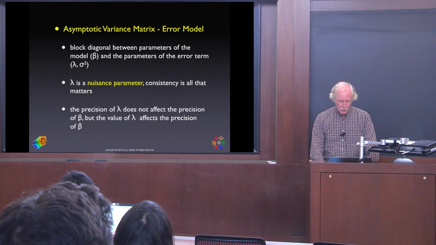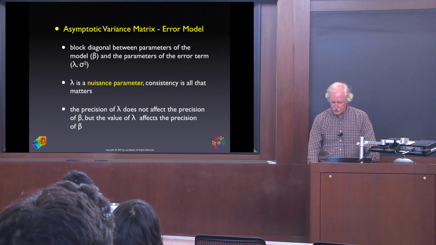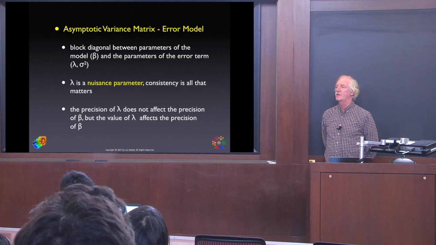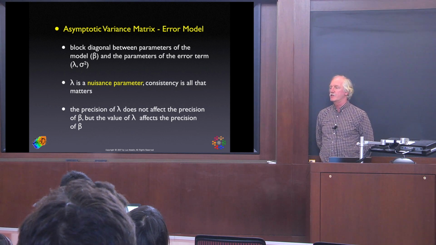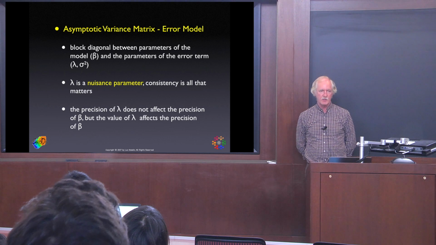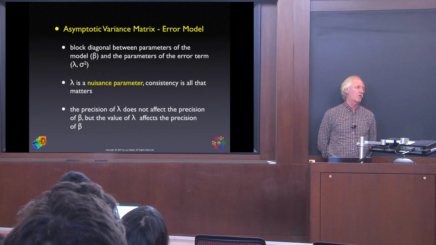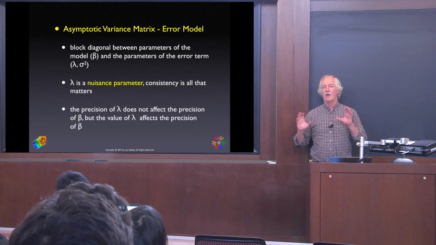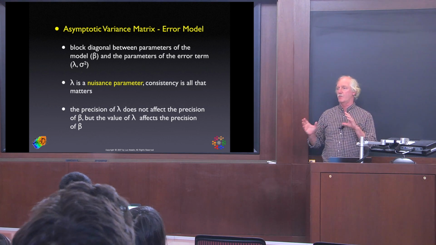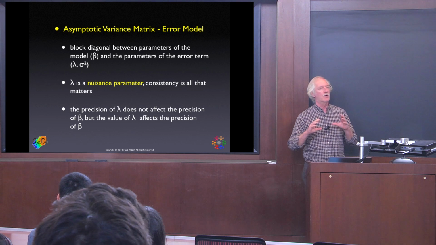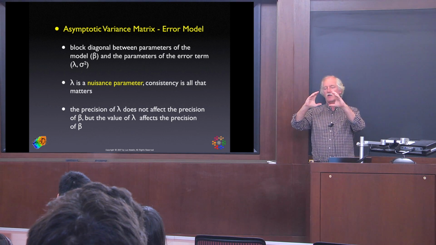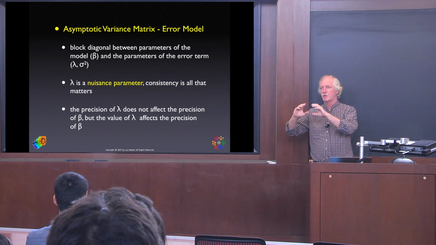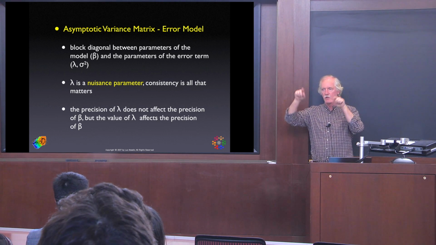So the one thing that I wanted to point out, which is different from what we saw before, is that in the error model, the structure of the asymptotic variance matrix does conform to the standard case. As we saw, if you remember, in the lag model, it did not, and that was part of the complication. So we had this block for the betas, and then the block for the error parameters, but there wasn't zero in the corners.